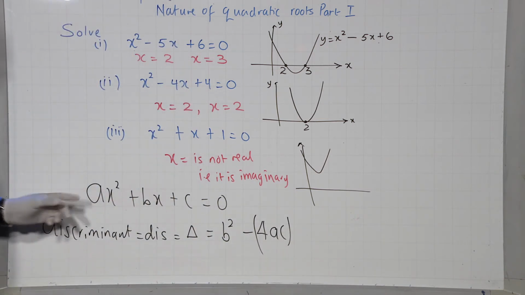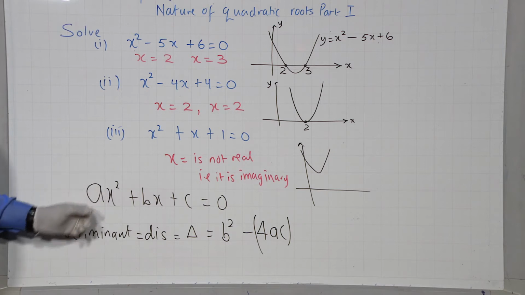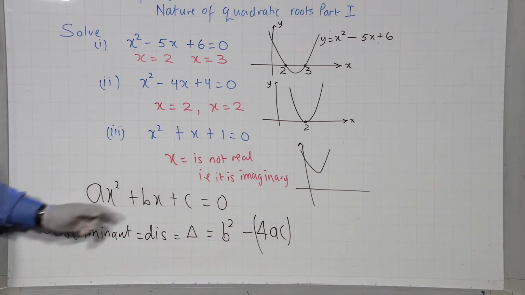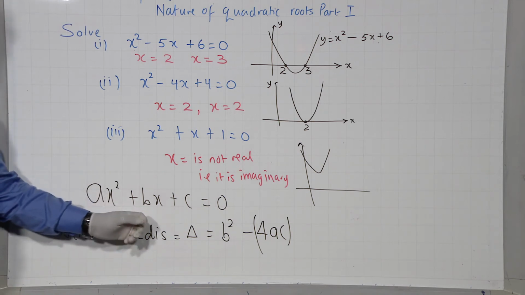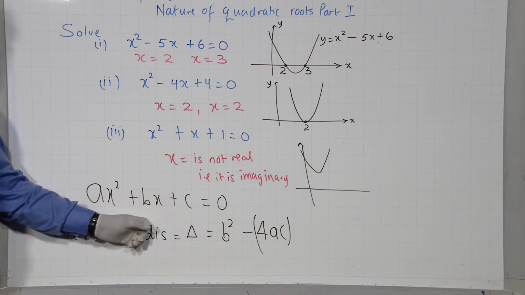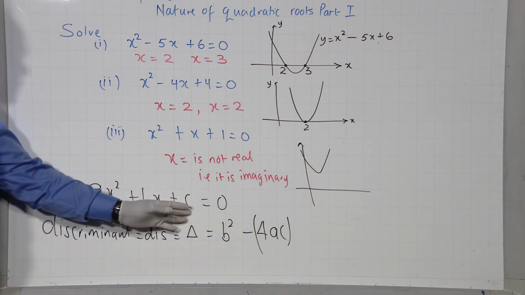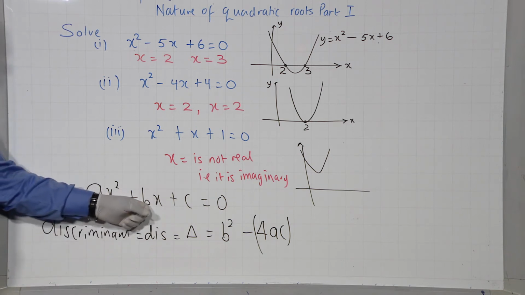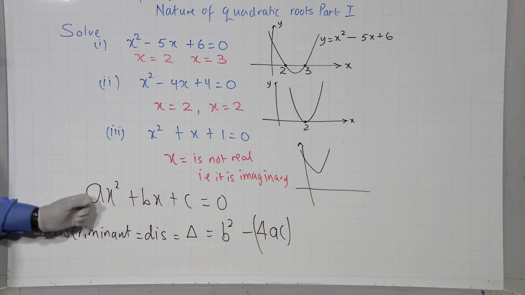Remember, everything which is in front of x squared is represented by a. Everything which is in front of x is represented by b. And everything else is represented by c, the constant term. That's the discriminant, b squared minus 4ac.